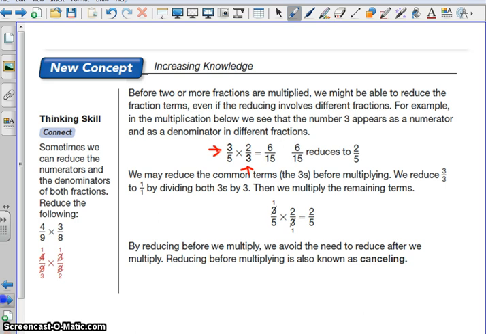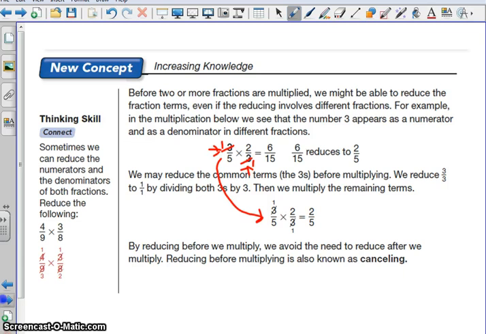We see here it's a 3 as a numerator, and here 3 as a denominator. This means it has a common factor, and we can cross it off, taking a 3 out of each, making it equal to 1, which we see down here. This is reducing it to its lowest terms by taking the greatest common factor out of each one. This will help us to avoid reducing in the end.